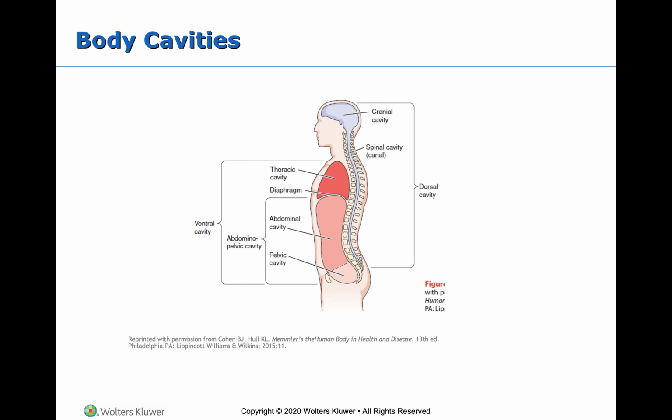Your thoracic cavity holds your heart and your lungs. Your pelvic cavity holds your urinary and reproductive organs. And then your abdominal cavity holds all of your digestive organs. I do want to point out the diaphragm. This is a muscle that separates the thoracic and abdominal cavities. It's very important for respiration and breathing, but we're not going to get into that. I just want you to know that it is a large muscle that separates your thoracic cavity from your abdominal cavity.